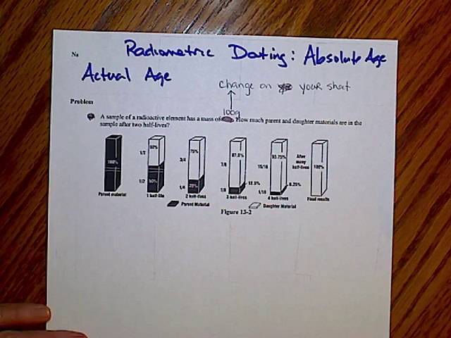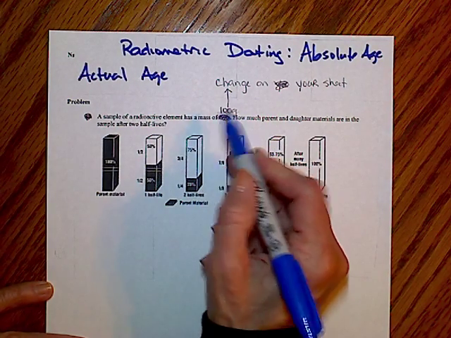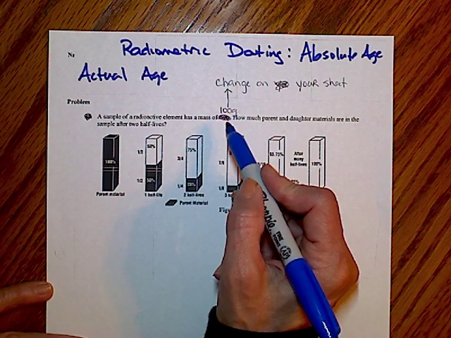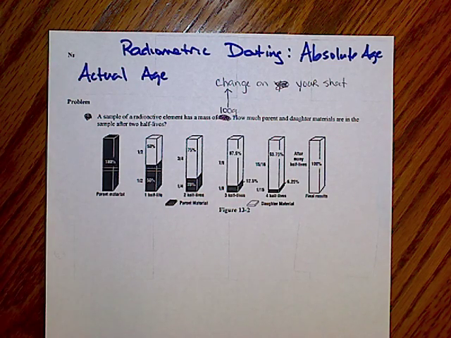Not comparing it to something else, but the actual age. Here, when I use this example, please note that I'm going to be using 100 grams here, not the 80 that's on your sheet. So please make sure that you change that a little bit, so that you can see that, okay?